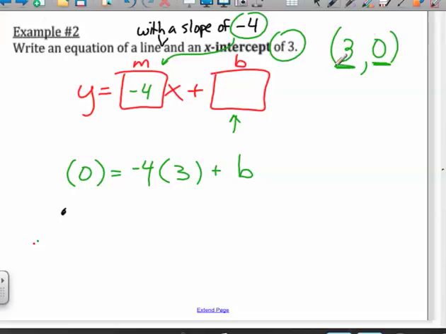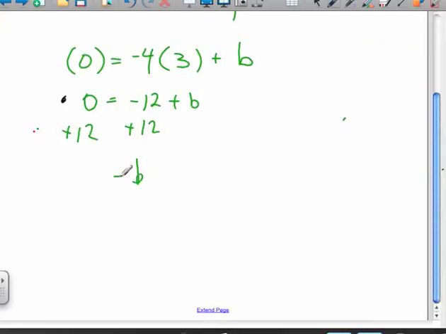Ben? Yes, you can. So I'm going to have 0 is equal to what, Ben? -12 plus b. What do I do next, Ian? Add -12. I don't want to add -12 because that would give me -24. I just want to add 12. Just add 12, sure. So 12 to both sides. And now I can see that b is equal to +12.